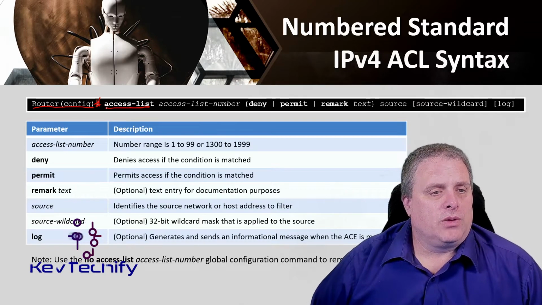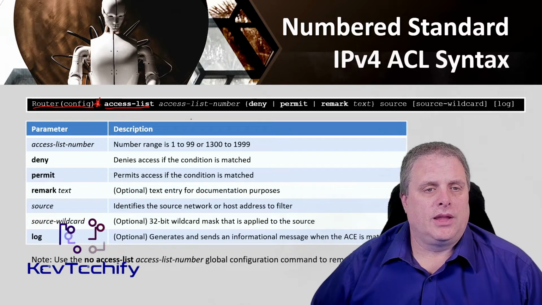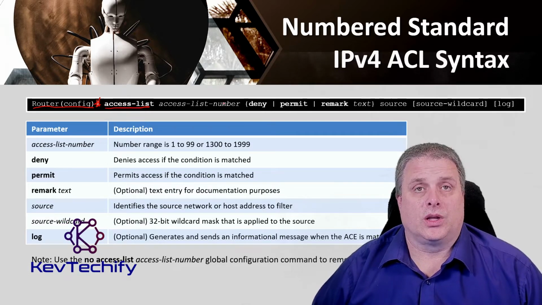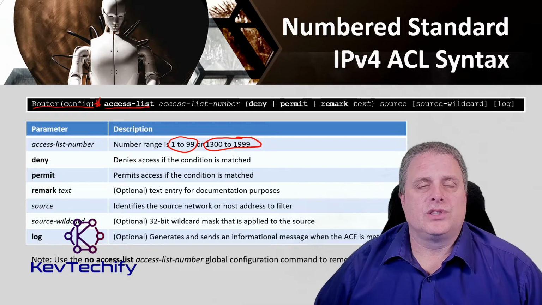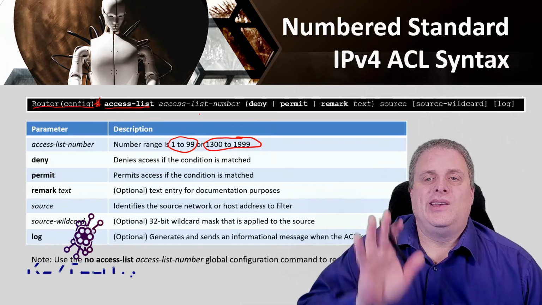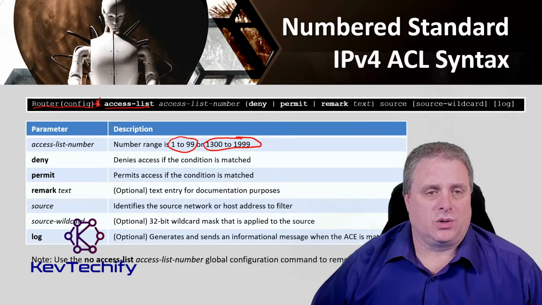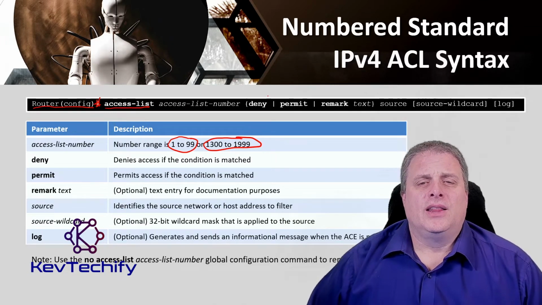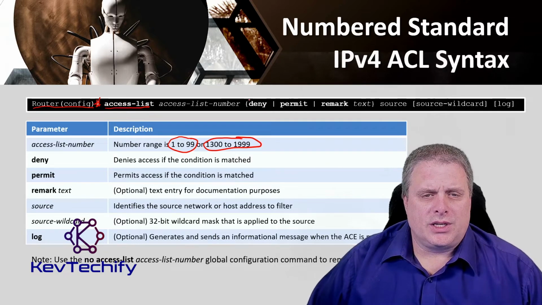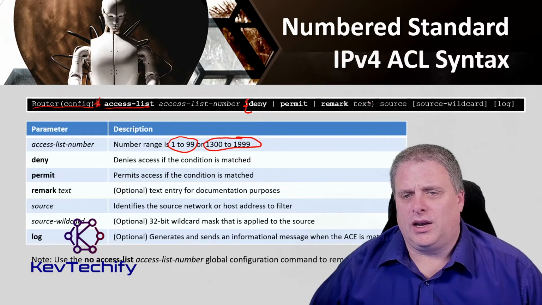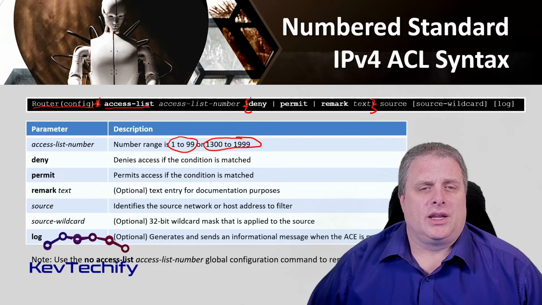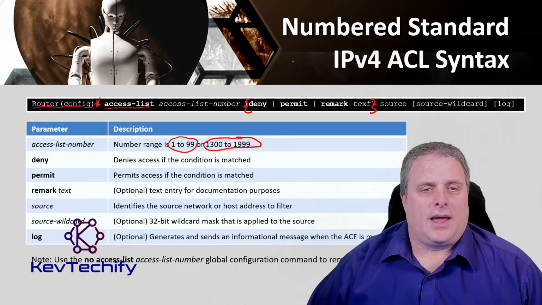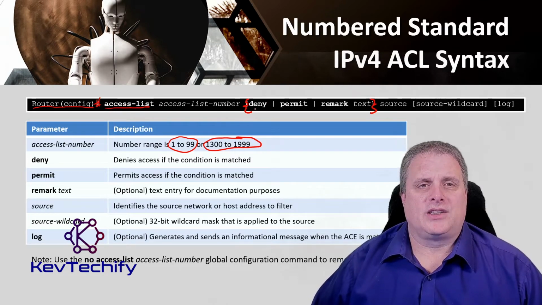So we start off once again with the access-list keyword. Then we put in the number of this access control list. Those ranges once again go from 1 to 99 or 1300 up to 1999. Any one of those numbers will mean you are dealing with a numbered standard IP version 4 access control list. Once we put that in there, then we have to make the choice. This choice happens in these curly brackets. We've got a curly bracket here, we have a curly bracket here, meaning this is a required choice you have to make. And this access control entry that you're creating right here has to do one of three things.